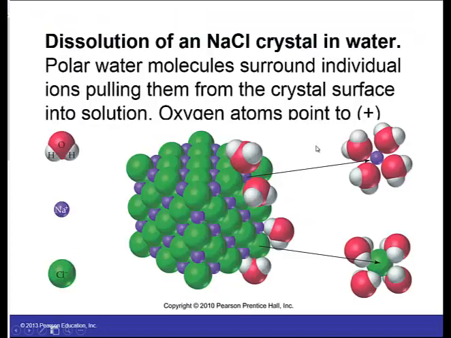So we'll take an example then of the dissolution of our sodium chloride crystal in water. So the solvent for this system is going to be the water molecule. We know water is a very polar molecule, that the oxygen has the partial negative, the hydrogens have the partial positives. We know that sodium chloride is ionic in nature. So we've got charged molecules here, the sodium and the chloride. So polar molecules of water are going to surround the individual ions and they pull them from the crystal surface into the solution, which makes them dissolve.